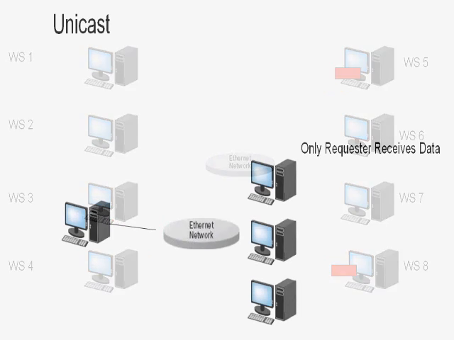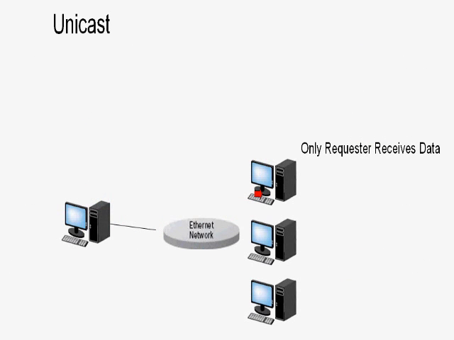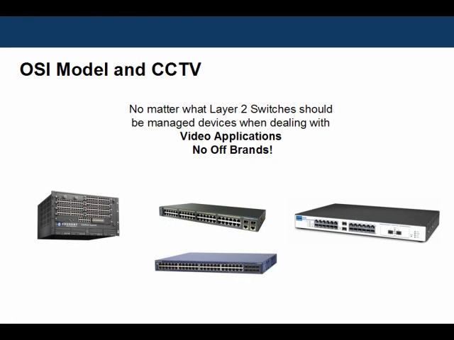Switches are intelligent devices. They can differentiate between a broadcast and a unicast packet. In this example, because the switch can read that it's a unicast packet, I have true host-to-host communication. There's no excess bandwidth utilization, and there's no rebroadcast of the transmission. Layer 2 switches should always be managed devices when you're dealing with video applications. It doesn't matter if your installation is 10 cameras or 800 cameras. Off-brands and inexpensive switches will always end up causing you problems.